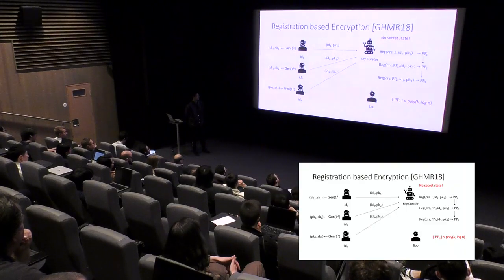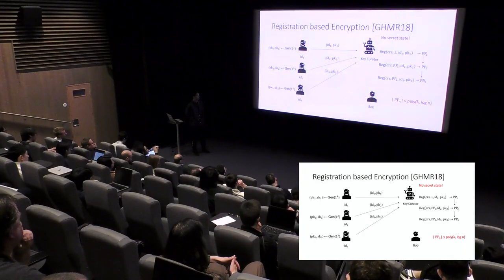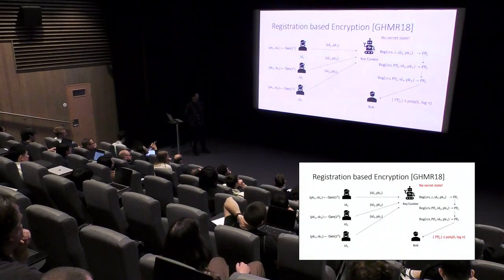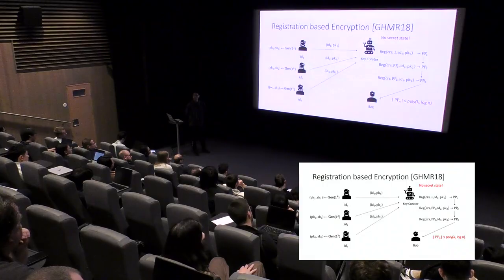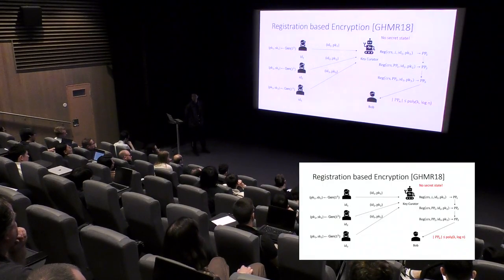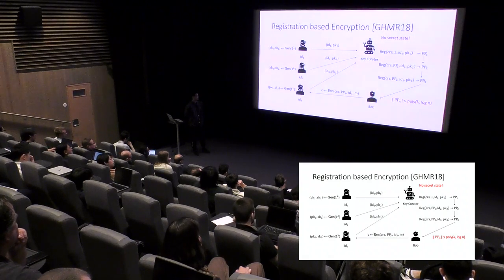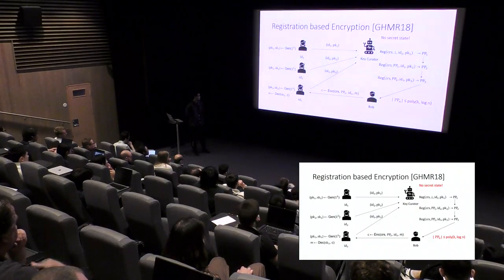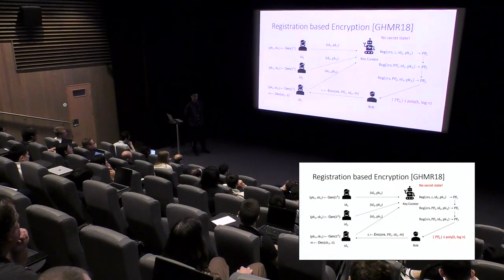Now, suppose Bob wants to send an encrypted message to the third user. What will he do? He will do similarly to what he would do in the IBE scheme. He will get public parameter 3, or in general, any public parameter generated after the registration of the third user, and then use the public parameter together with the identity of the third user to encrypt the message. And then the third user will be able to decrypt using her own secret key.